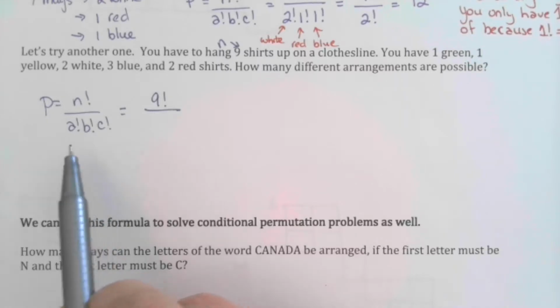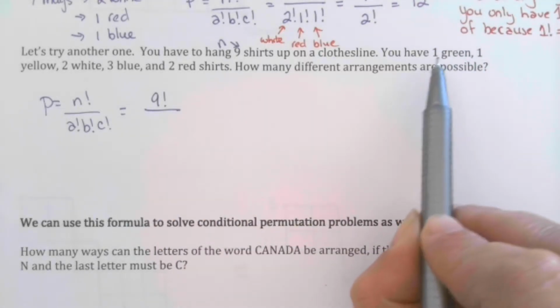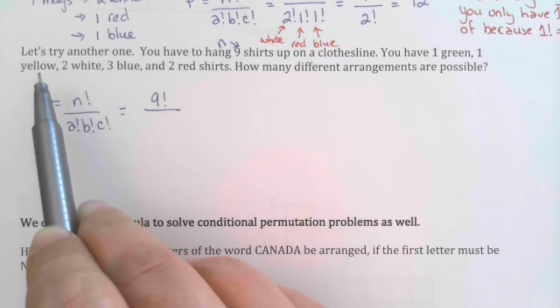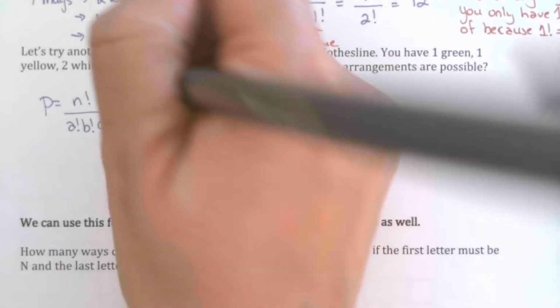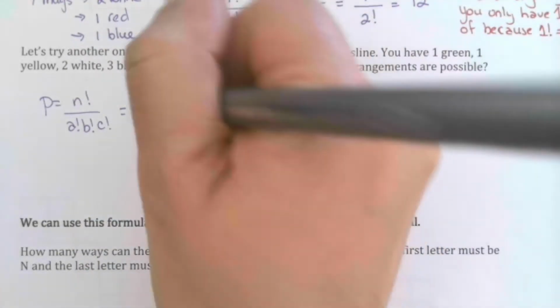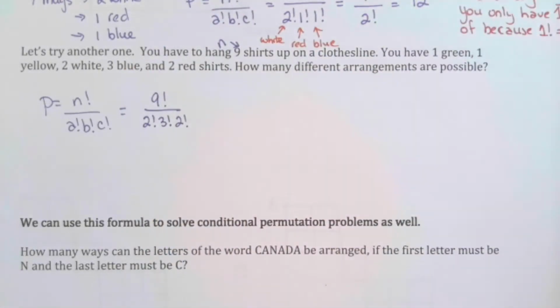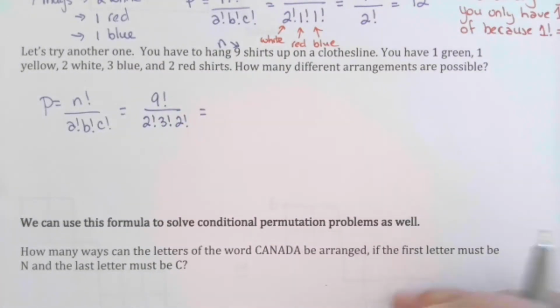On the bottom, we need to put anything that's identical. So we've got 1 green, so we don't have to include 1s. We've got 1 yellow, we don't put that one in. We've got 2 white, so we'll put 2 factorial for the whites. We've got 3 blue, so we'll do 3 factorial for the blue. We've got 2 red, so 2 factorial for the red. How many different arrangements are possible? So we're going to do 9 factorial divided by 2 factorial times 3 factorial times 2 factorial.